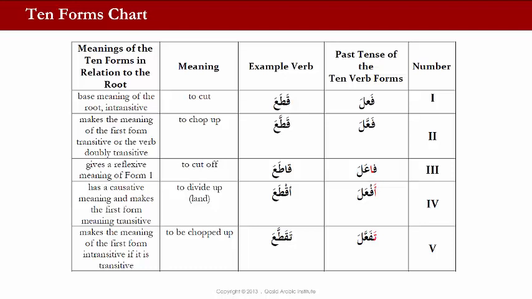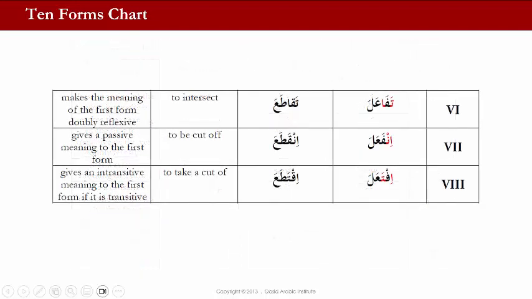Here, this is oftentimes form 5, the intransitive of form 2. It's related to form 2. Here we're looking at more of the forms down in the chart, and we have here forms 6, 7, and 8. Taqata'a, to intersect. Again, form 6 has a social meaning as well as form 3. Form 6 is related to form 3.